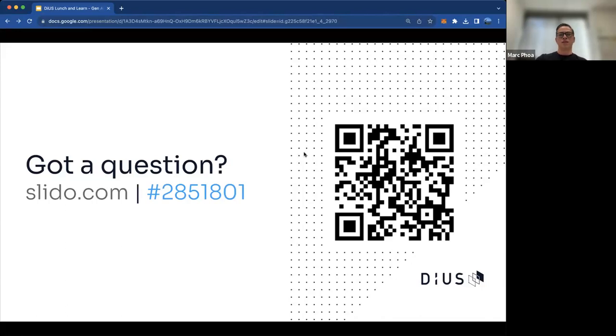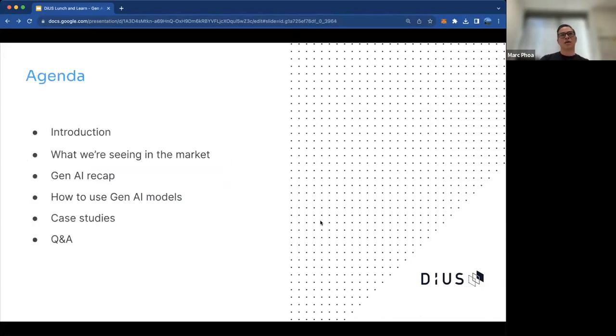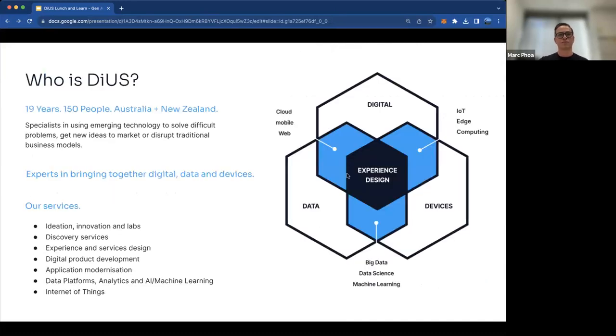Now, in terms of the agenda, I'll start with a bit about DiUS, and then I'll talk briefly about what we're seeing in the market and what we're hearing from our clients. Shahin will then step in and provide a quick recap of Gen AI, where he'll cover generative versus predictive models and explain the role of foundation models and LLMs. He'll then dive into how organizations can adapt these models for their own needs. And we'll walk through some sample case studies, including some of the tools and platforms we're working with. And of course, we'll leave some questions to the end as well.